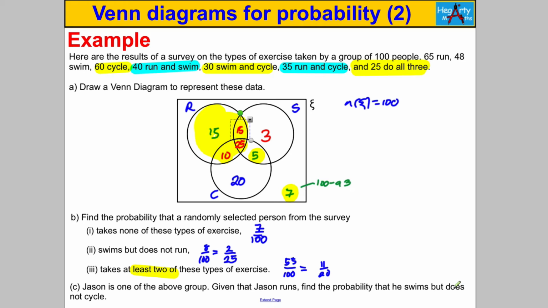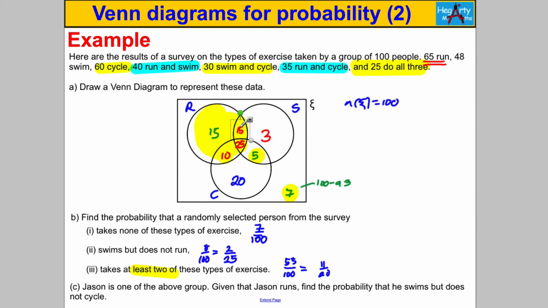Find the probability that he swims but does not cycle. So we've got to think to ourselves, we know for sure one fact about Jason, he's in the runners, and in the runners there are 65 people. It says, given he runs, find the probability he swims but does not cycle.